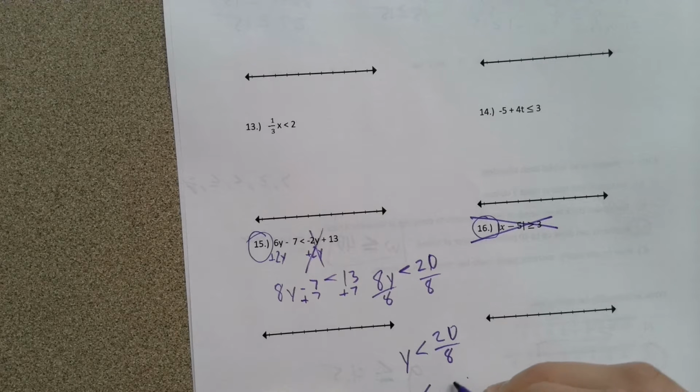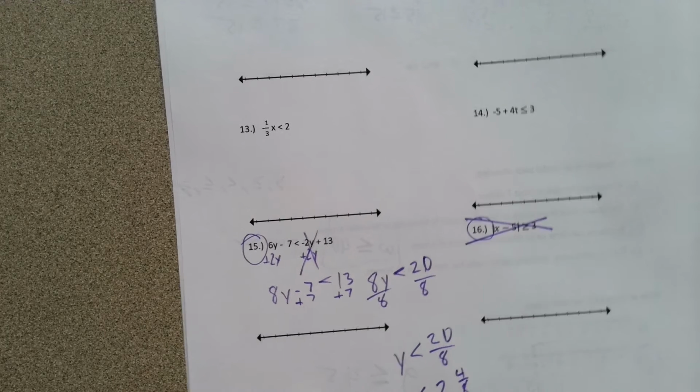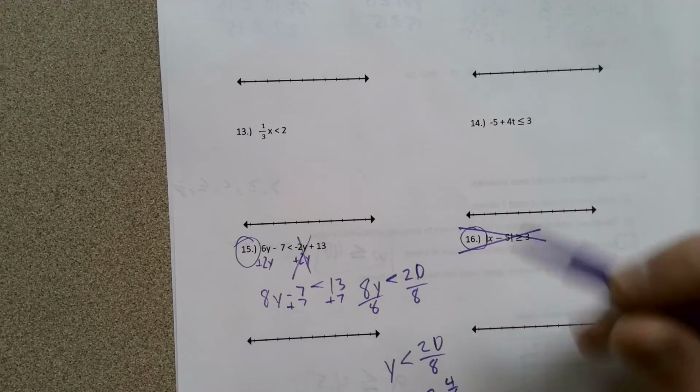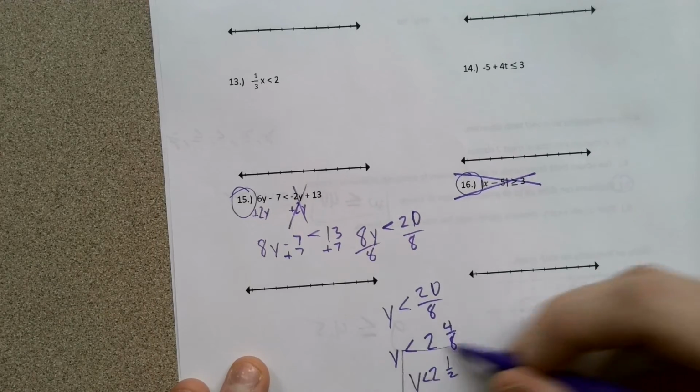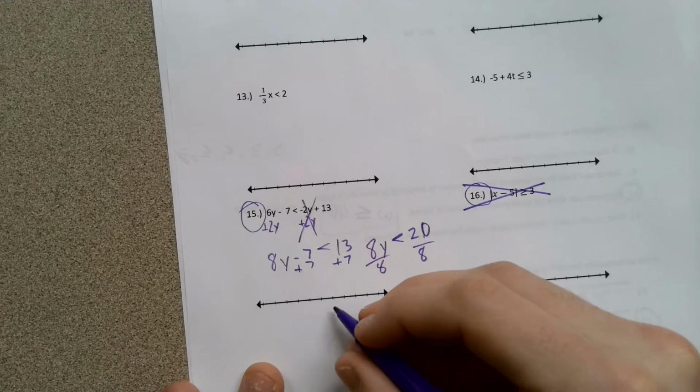y equals 2 and 4 eighths, which is the same as 2 and a half. And I don't flip the symbol here because we divided by a positive, not by a negative. So right here, y is less than 2 and a half.